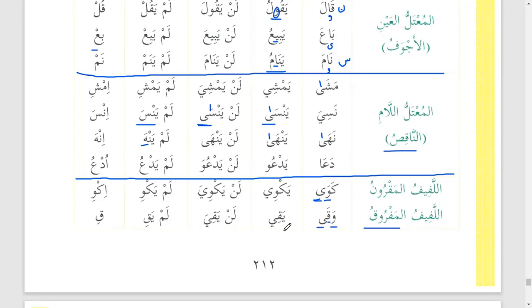So waqa yaqi. It's basically waqaya yaqiyu, and then it changes into waqa yaqi. Waqaya yaqiyu. It will be something like honesty, Ustad, is it? No, to save, to protect. Waqa, okay. Yes, waqa yaqi. And then we have lan yaqiya, he will not protect. Lam yaqi, he didn't protect. And fi'l al-amr is qi, you protect.